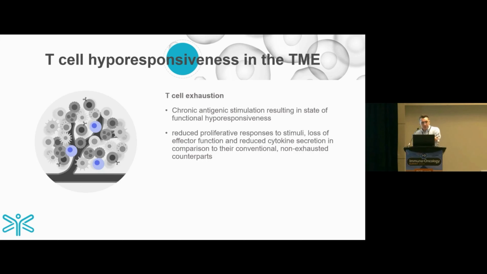So T-cell hyperresponsiveness, there are different ways in which you can have hyperresponsiveness in T-cells. You can have active regulation by Tregs or macrophages, which we have assays that can help look at as well. But we have had a lot of interest in T-cell exhaustion. We're talking about that chronic antigenic stimulation that results in a functional state of hyperresponsiveness, where the T-cells no longer proliferate in response to stimuli, and you have loss of their effector function. So they don't kill anymore or produce cytokines in the same way when you compare to a conventional non-exhausted counterpart.